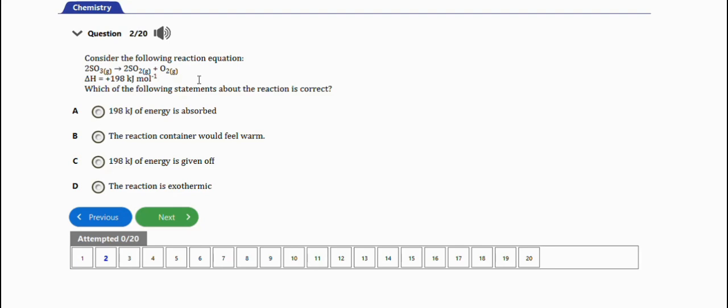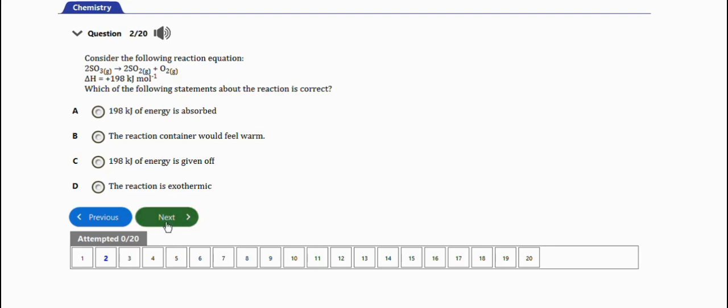So this is endothermic, that means heat is absorbed, right? We are asked which of the following statements about the reaction is correct. The reaction container would feel warm. 198 kilojoule of energy is given off. The reaction is exothermic. So the right answer is option A. 198 kilojoule of energy is absorbed. Since it's endothermic, delta H is a plus value. Alright, so it's endothermic, and in endothermic, heat is absorbed. So the right answer is option A.